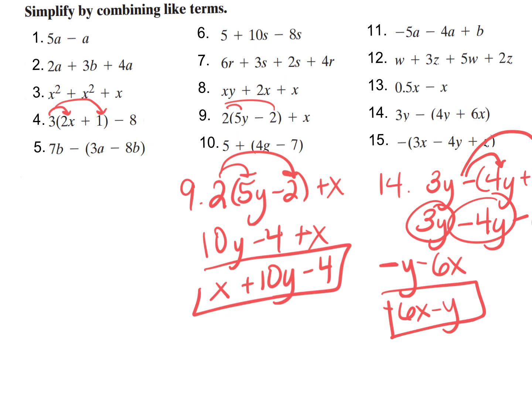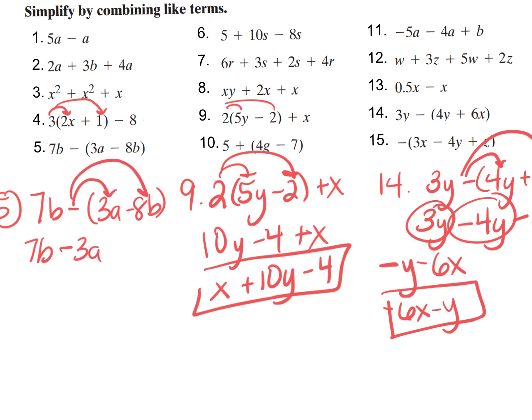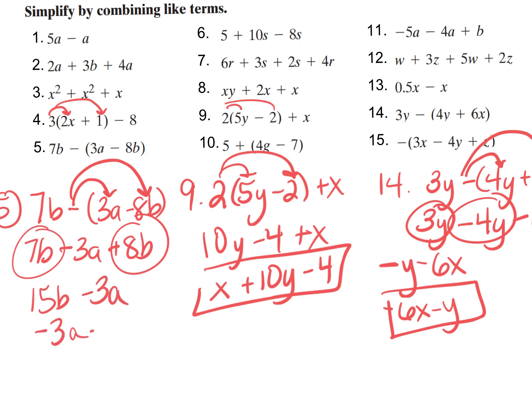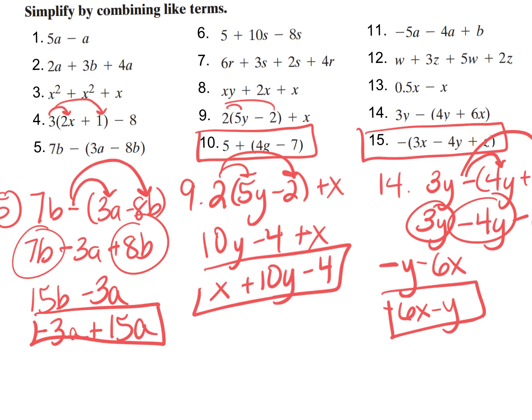Number 5, I'm going to do the same thing. I'm going to distribute my negative. Bring down my 7b. A negative times a positive is a negative. A negative times a negative is a positive. Combine like terms. 7b plus 8b is 15b. Bring down my minus 3a. And then normally we put our answers in alphabetical order. So that is the correct answer for number 5. If you will save these two for in class, we'll do those together.